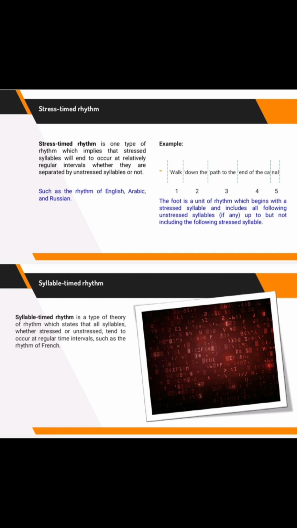If a French sentence has 10 syllables, 5 of them are stressed and 5 are unstressed, it also has 10 parts. So rhythm here in French doesn't depend on the number of stressed syllables as in the case of English and Arabic, for example. But rhythm here depends on the number of all syllables, whether stressed or unstressed.